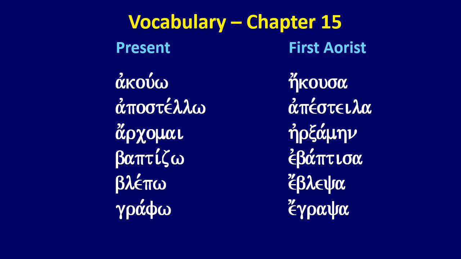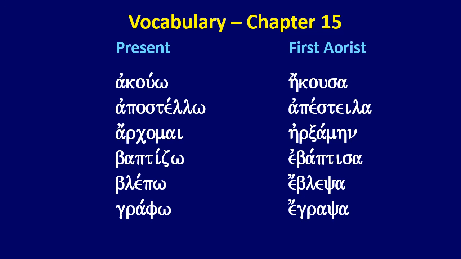And you'll notice that with each of these new vocabulary words, they're really not entirely new. You've had them before in previous chapters and lessons, but what we do find is that every one of these vocabulary words is just simply the first aorist spelling of a word you already know from the present tense. For example, at the very top of the list, akuo, you know that means I hear.